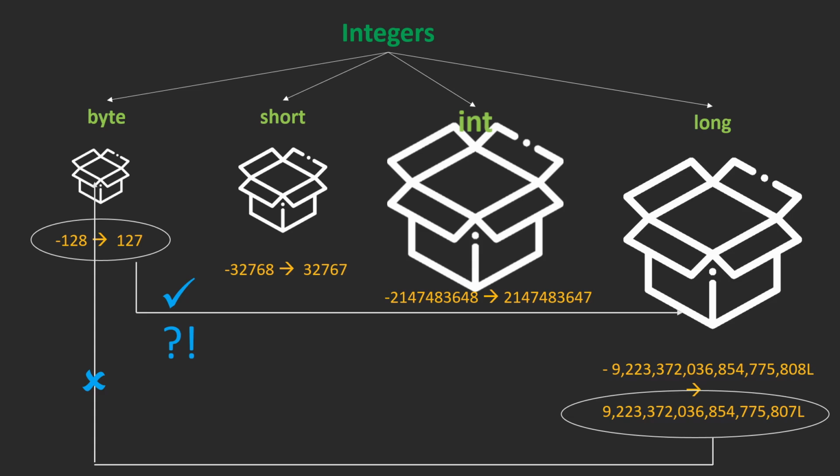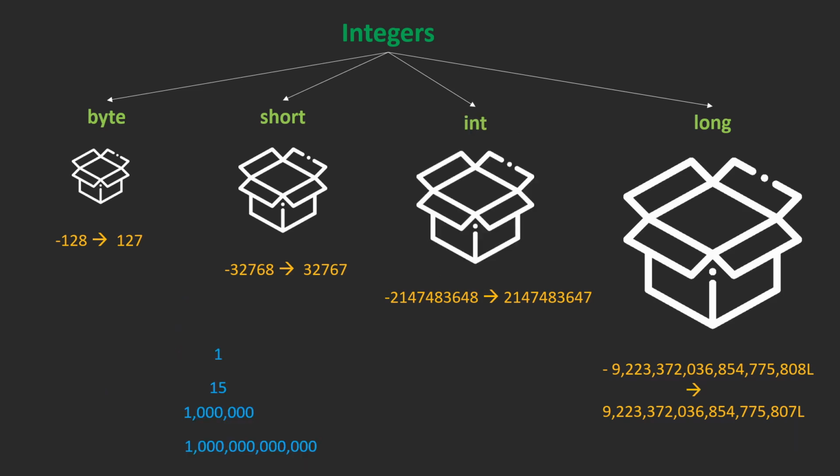But if there is a huge number that exceeds the int data type upper limit, it will be stored in the long data type. So if we have those values and want to store them in variables, which are 1, 15, 1 million and 1 trillion. So first, the number 1. Although the number 1 can fit inside a small box like byte, we will store that value 1 in the integer box or integer data type. And the same for the value 15. And for the value 1 million, since the integer data type or box has an upper limit of about 2 billion, the value 1 million will also fit inside the integer data type or box.